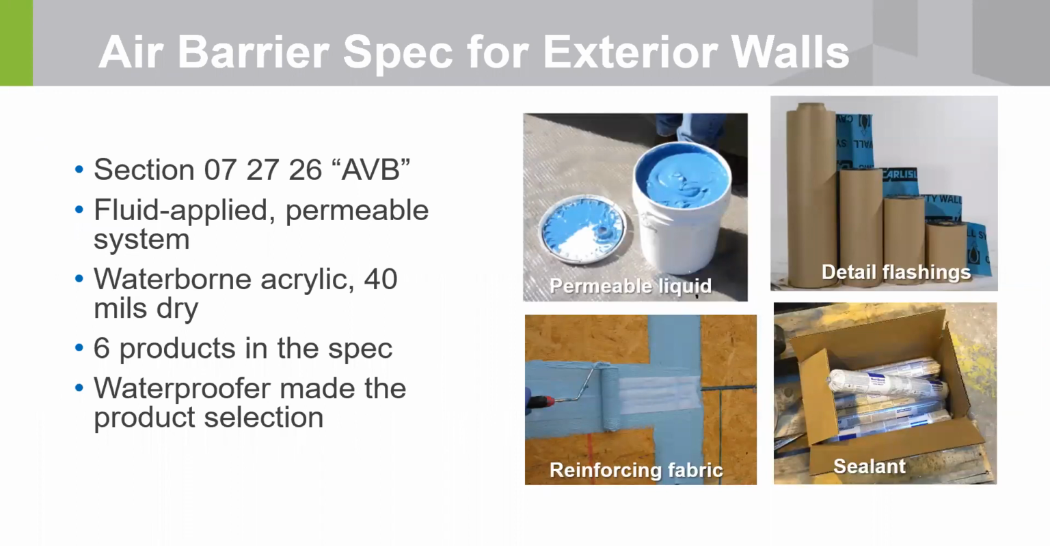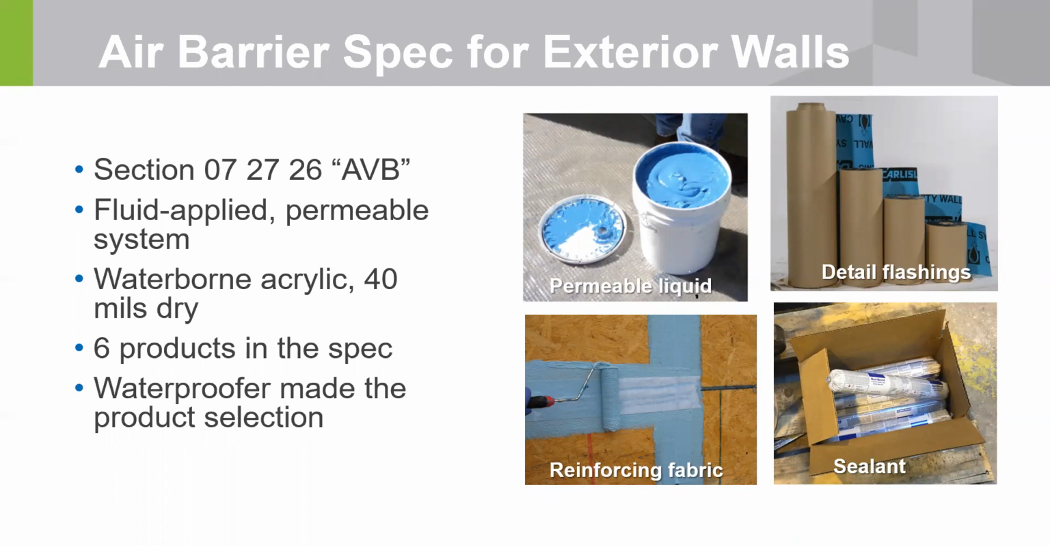So just looking at the other Division 7 specs and the materials that were used. This was the air barrier spec, nicknamed AVB, and this was a fluid applied permeable system. There were multiple manufacturers in the spec. Carlisle Coatings and Waterproofing was one of them. So with Alpha partnering with us to do all those visits and reports, they're going to use the Carlisle materials everywhere that they can to make it worth our while to come there and perform these inspections.